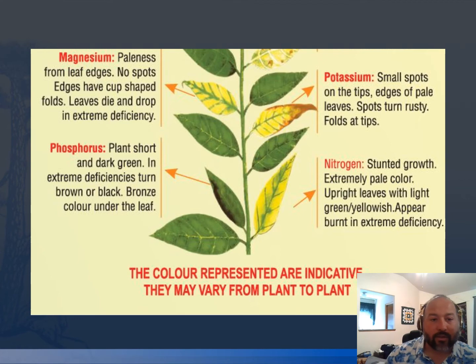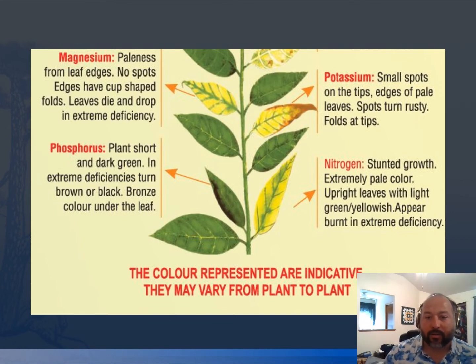So we also have phosphorus. Your plant is going to be short and dark green. Notice how this is what the normal leaf should look like, but instead we've got this shorter leaf that's just not doing as well as the other ones. In extreme deficiencies, it's going to turn brown or black, and you can see that on this side it's got that black color to it, and it's going to have a bronze color on the underside of a leaf if it's a phosphorus deficiency.